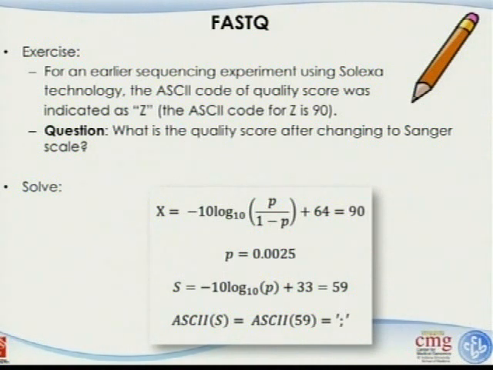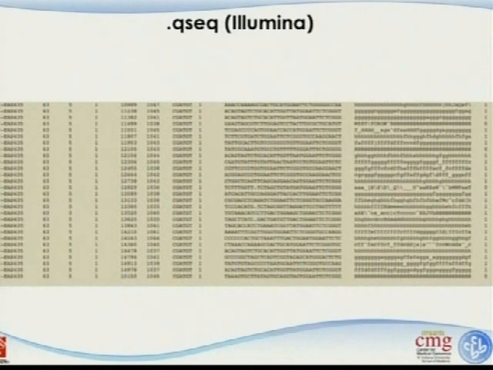Then you can go back to the Sanger scale and calculate this log, and plus 33 is 59, and the ASCII code for 59 is the semicolon, all right? You wouldn't do this by hand; you need to write a program to do that. It's not complicated, but this is information you need to know. So here is what the Illumina data looks like. We know that in the standard FASTQ data, it's 4 rows for each individual read, right?